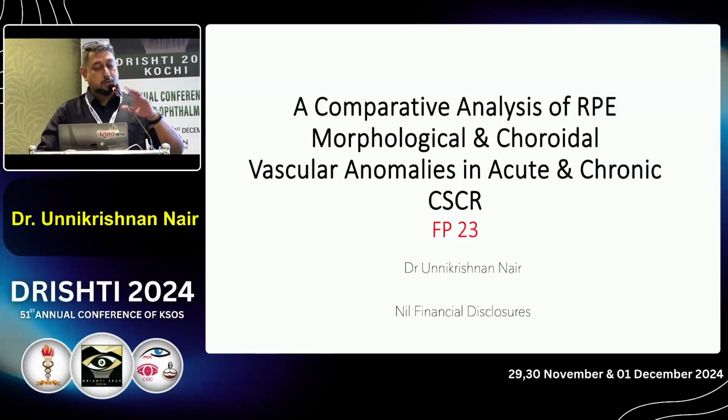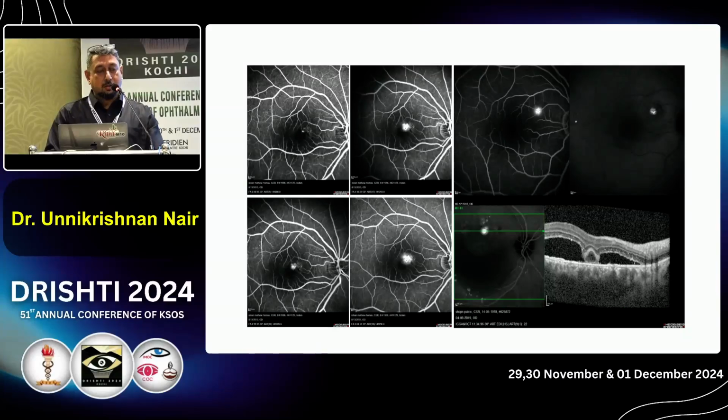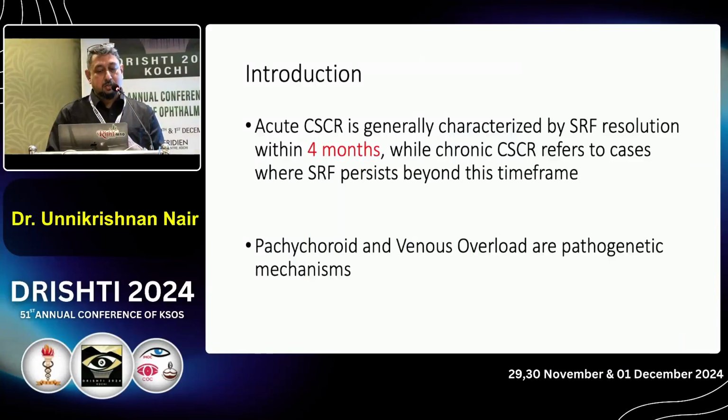Okay, good afternoon. So, as you said, we're talking about CSR and comparing the different changes in acute and chronic CSR. This is a common image which is very easy to look at. You see the spot leak, the SRF, and the fibrin, and you know that this is CSR. There's nothing confusing about that.